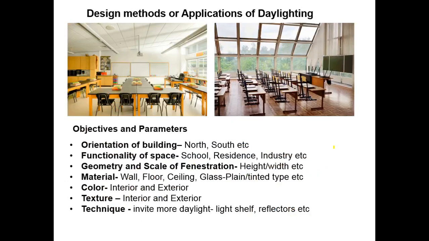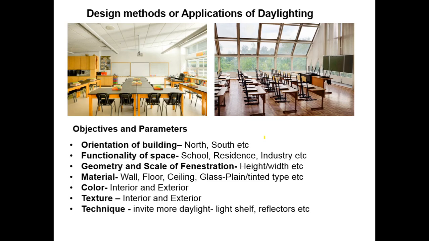So now, coming back to the next topic, the design methods or applications of daylighting. As an architect or designer, we have to understand what type of functional space we are going to design, and according to those functional spaces we can know how to minimize or maximize the windows to achieve better daylighting. So the objectives and parameters are: the first objective is the orientation of the building. We must know which orientation we are going to provide the windows: north, south, east or west. That's the first main objective.